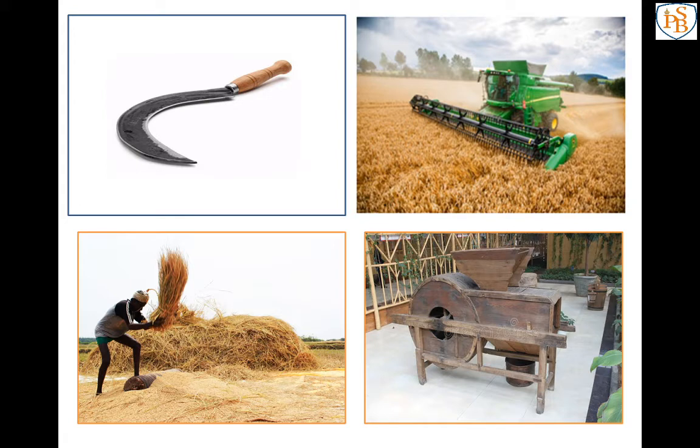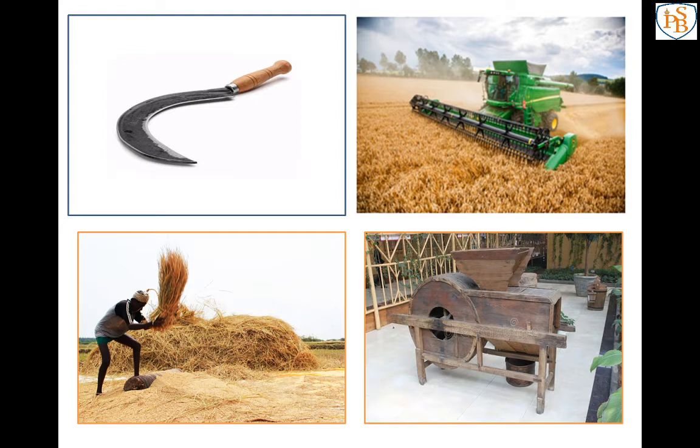Next, after cutting, the grain seeds of the harvested crops should be separated from the chaff. Chaff means this part, where our grains are actually present, and we have to remove it. Here the person is threshing the harvested crops for removal of the grains. We can see the grains removed from the chaff. That is the threshing process.